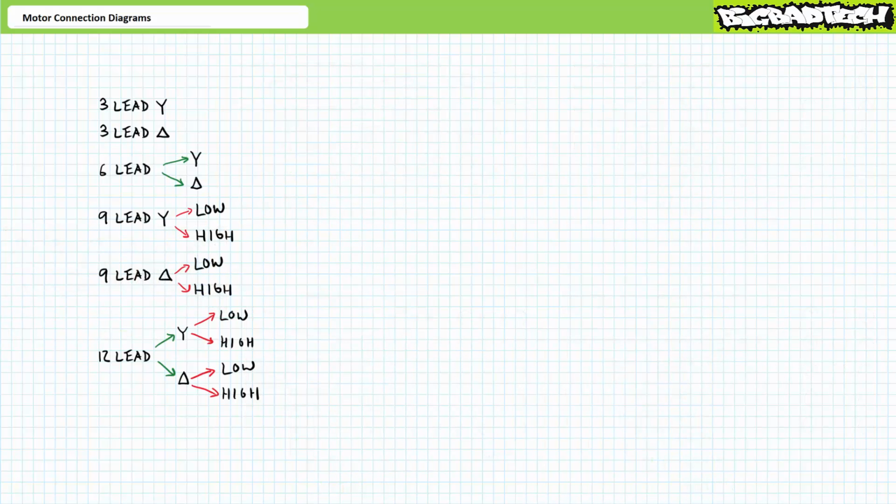All right, that's about it for today. Before we go, a brief summary. Motor connection diagrams illustrate how to configure a motor as a Y or a delta, and whether they are or are not suitable for dual voltage operation.